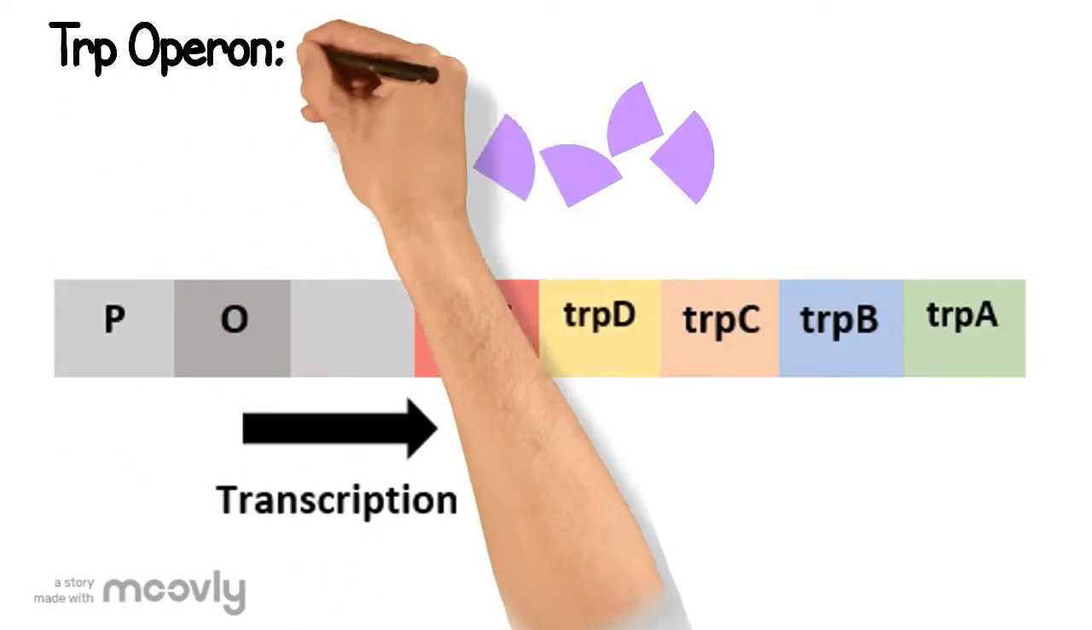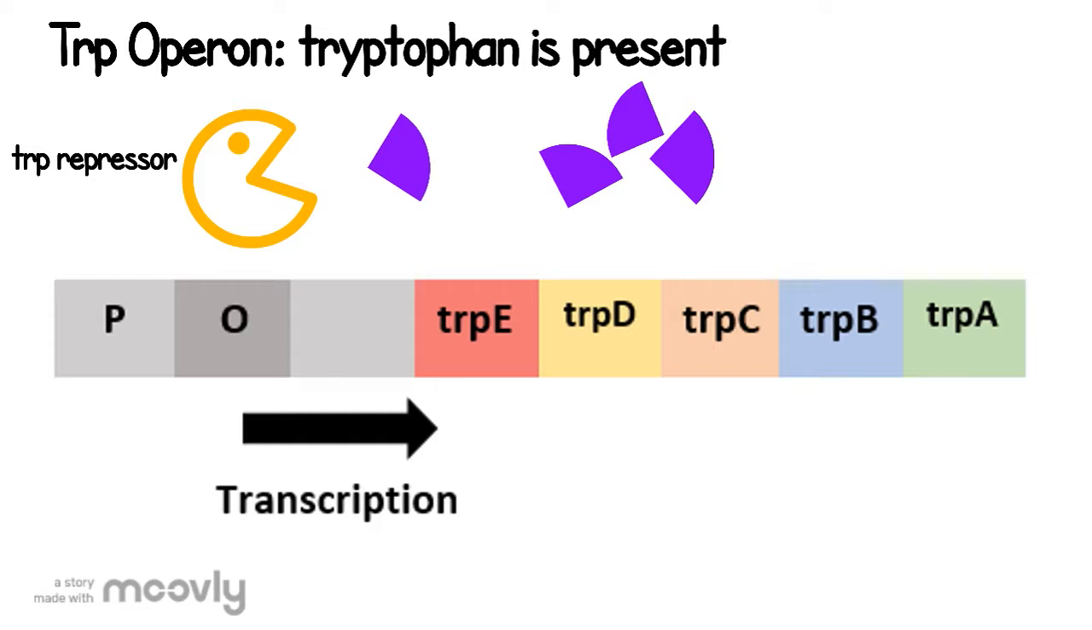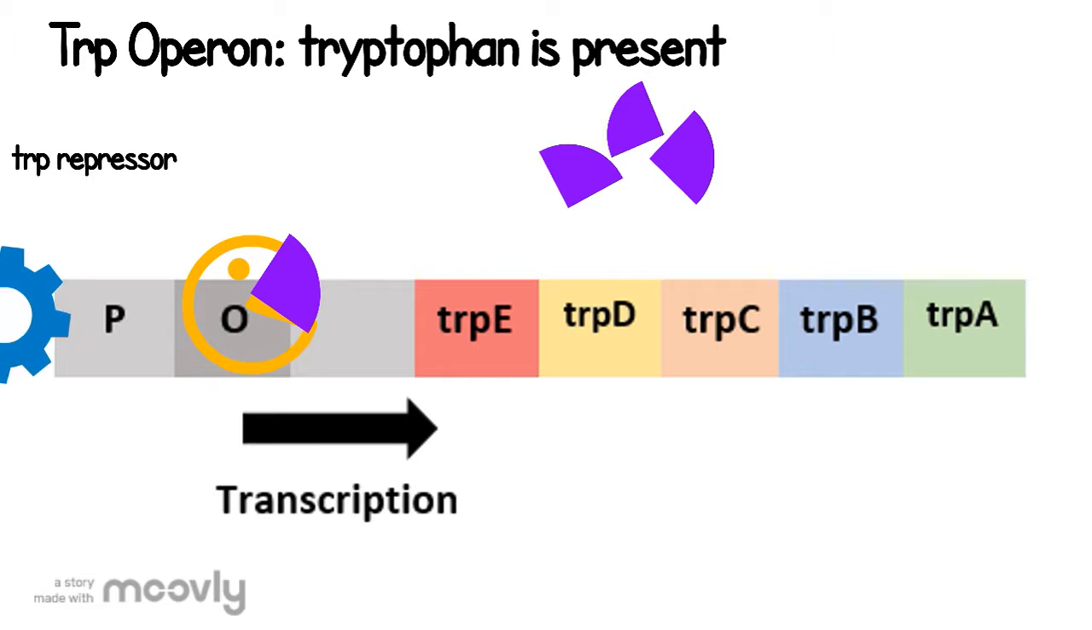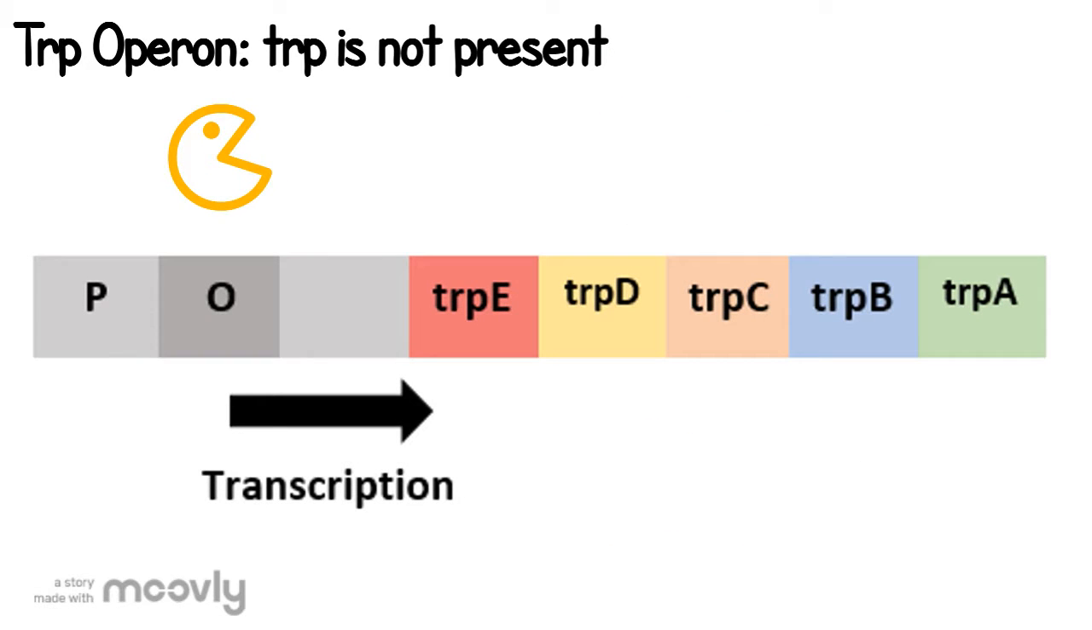When tryptophan is present in the cell, it attaches itself to the repressor molecules, which change their shape and activate them so that they bind to the DNA, physically blocking RNA polymerase from moving on and transcribing the genes that make tryptophan. This is because there is already enough tryptophan in the cell, and it would be inefficient for the cell to make more.